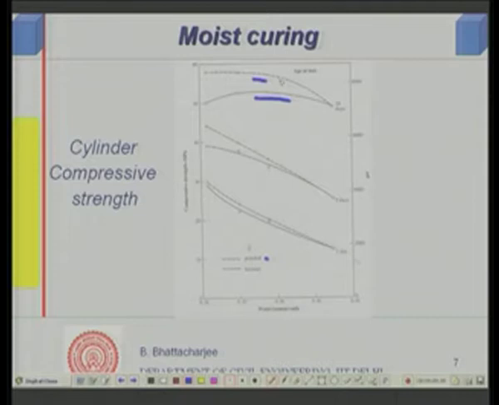Now, it has been observed that this result is 1 day result, this is 3 days, and this is 28 days results. The cylinder compressive strength when plotted against water cement ratio, ponded tends to always give you higher strength than the Hessian, and this difference increases with the age. So, at 1 day age, you see this difference is relatively less, but what happens when you have high water cement ratio, these effects are relatively less pronounced.